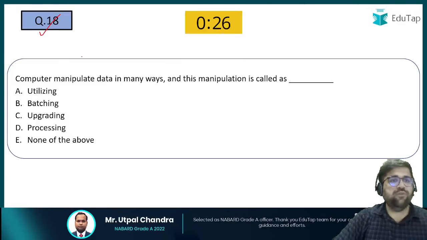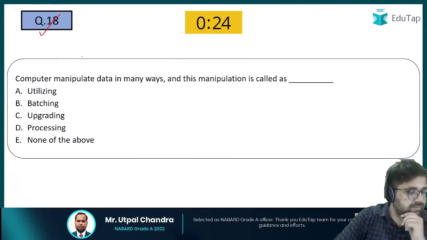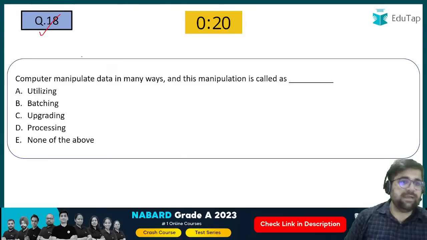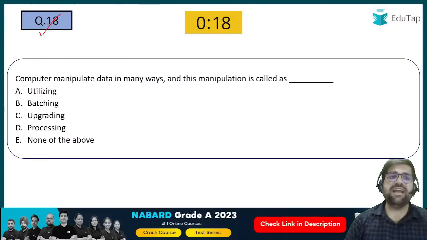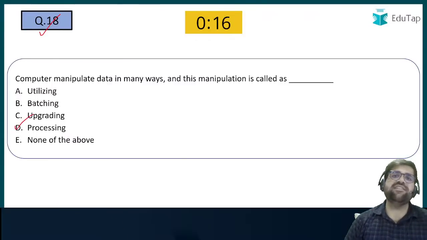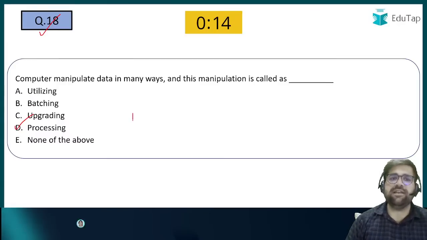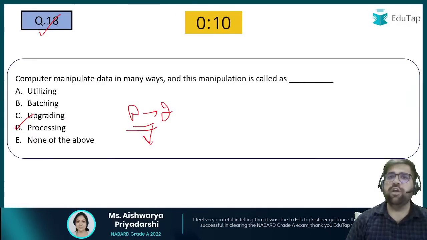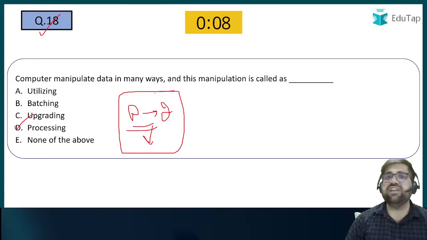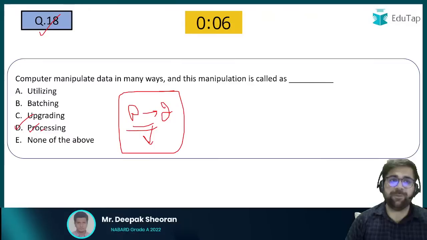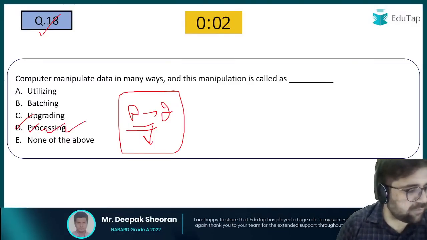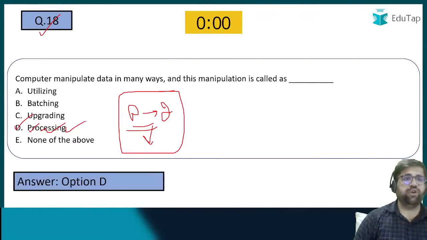Can someone let me know what is the answer of question number 18? Yes, it is known as processing. Processing, again, all these are just fancy words. If you just remember that converting data into information is what processing is all about, that is what the manipulation is all about. So the answer over here will be processing. Okay, yes, I can see maximum of you are giving the right answer. So kudos to your knowledge.